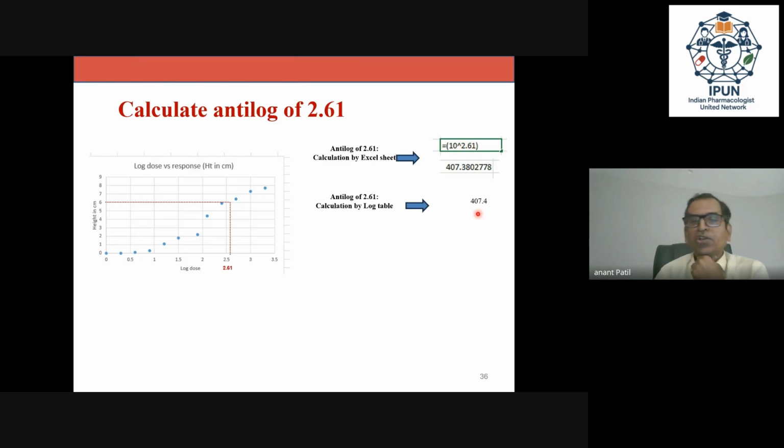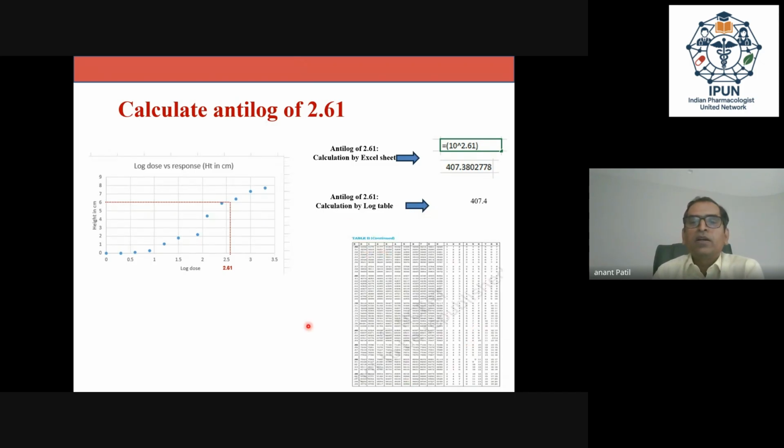But in the examination, you might not be given an Excel sheet, rather you will be given a log table. So the log table also gives you exactly the same value. See here, 407.38, in the log table you get the value as 407.4. So whether you use an Excel sheet or a log table, in the examination it's better to use the log table, and I'll show you how to use that log table.